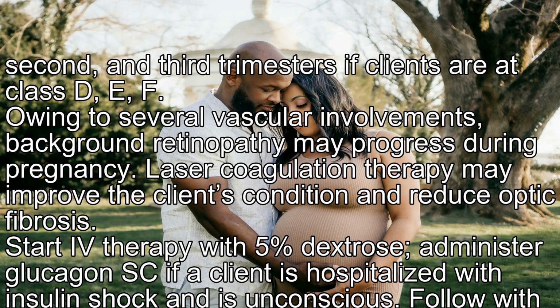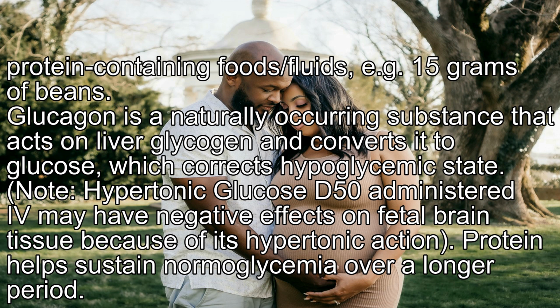Start Roman 4 therapy with 5% dextrose. Administer glucagon if a client is hospitalized with insulin shock and is unconscious. Follow with protein-containing foods/fluids, e.g., 15 grams of beans. Glucagon is a naturally occurring substance that acts on liver glycogen and converts it to glucose, which corrects the hypoglycemic state. Note: hypertonic glucose D50 administered Roman 4 may have negative effects on fetal brain tissue because of its hypertonic action. Protein helps sustain normal glycemia over a longer period.